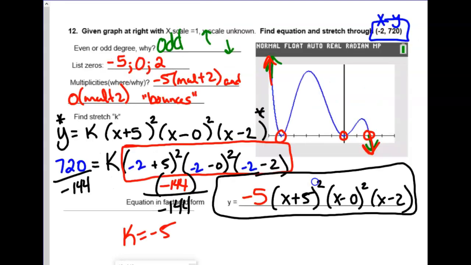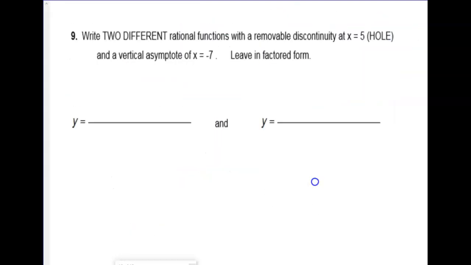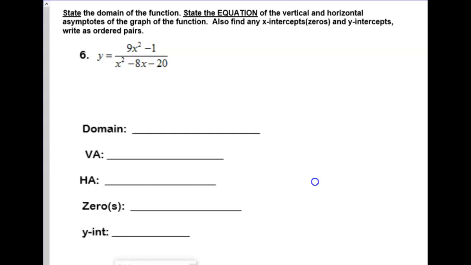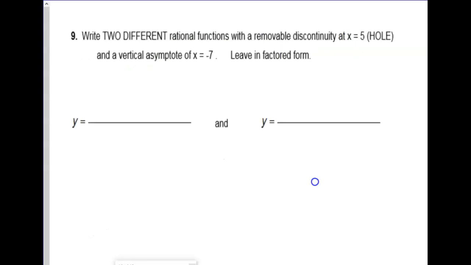Oh, we have time. Good job. Do you want to go back to the long division or synthetic division? The long division? Yeah, synthetic division. Okay, long division real quick.